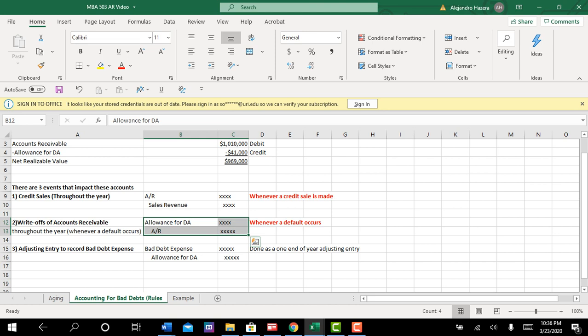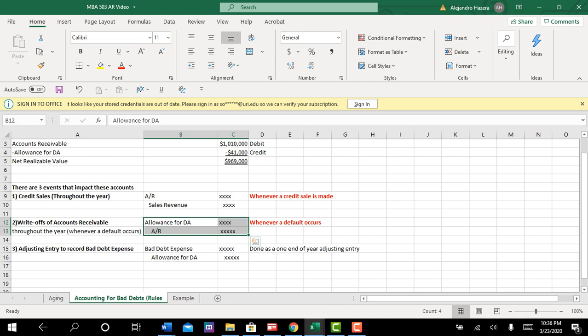So in a sense, this credit to accounts receivable offsets any amount in accounts receivable, which could all be part of this 1,010,000. It takes out of this 1,010,000 any accounts receivable for which a customer has told you we're not going to pay. So this entry is made throughout the year. Every business consistently has customers that will not pay. So whenever a customer says, we will not pay, this is the entry you make.